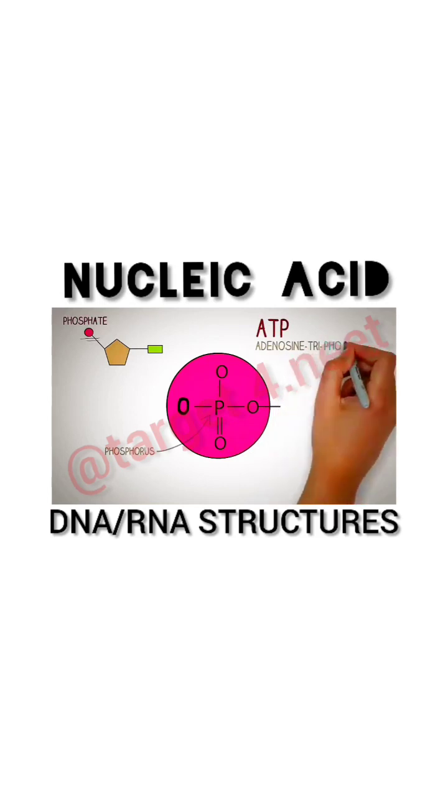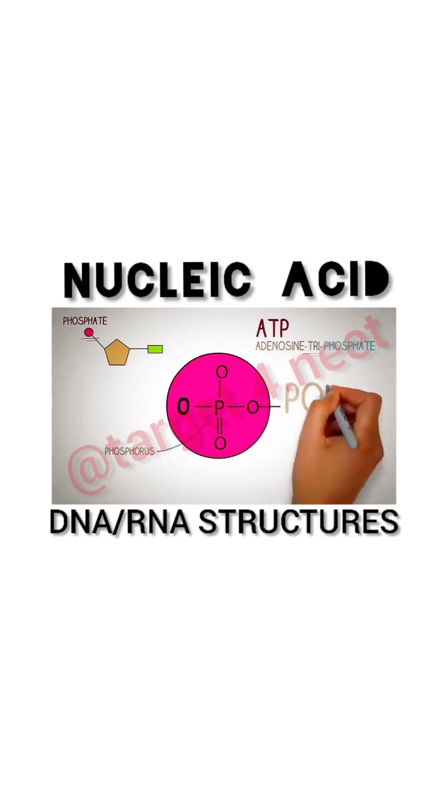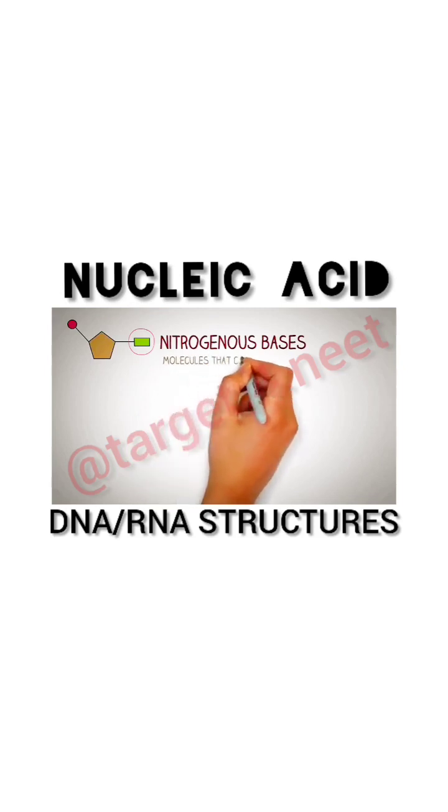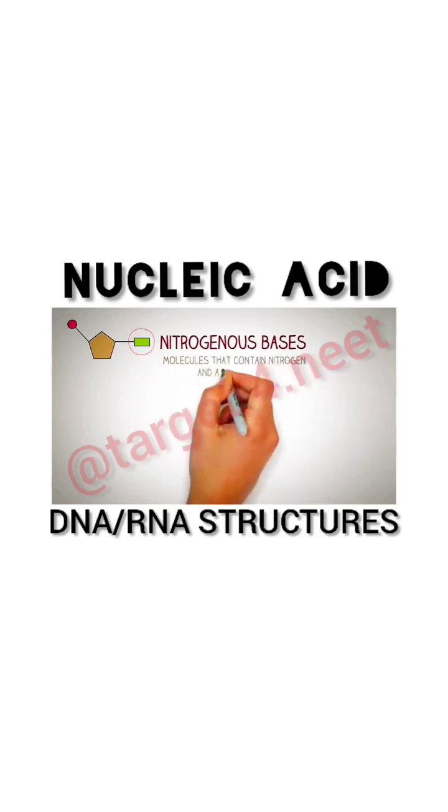However, in ATP we have 3 molecules of phosphate which are attached to one another by high energy phosphodiester bonds. The phosphate group is a polar molecule due to the presence of highly ionized oxygen atoms which impart a negative charge to the phosphate group. Now the third important structure present in a nucleotide is the nitrogenous base. Nitrogenous bases are basically molecules that contain nitrogen in varying amounts and they act as a base.